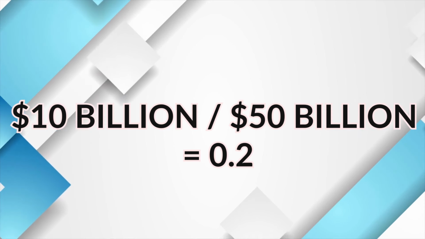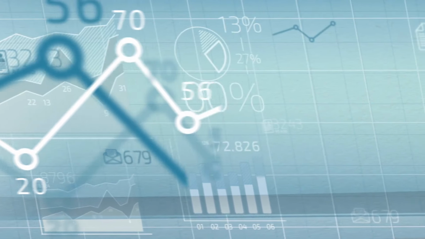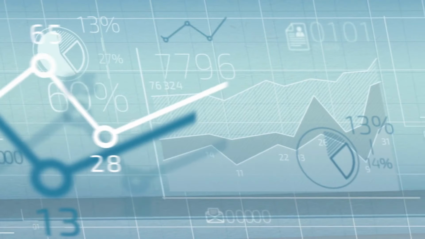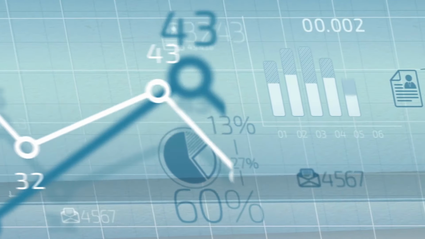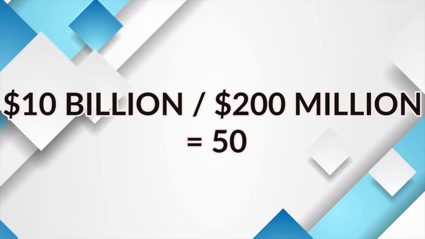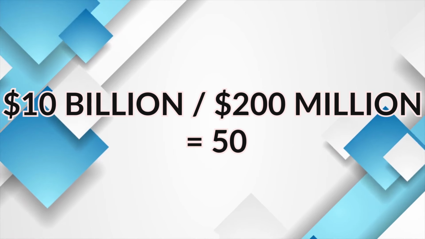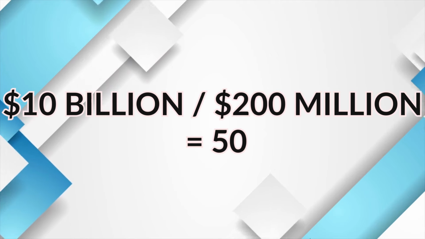This implies that if our made-up company dedicates all its EBITDA to debt repayment, it could pay off its debt in just 0.2 years, or about 2.4 months. If, on the other hand, the EBITDA is $200 million and its net debt to EBITDA ratio is 50, it would likely take 50 years for the debt to be completely paid off.